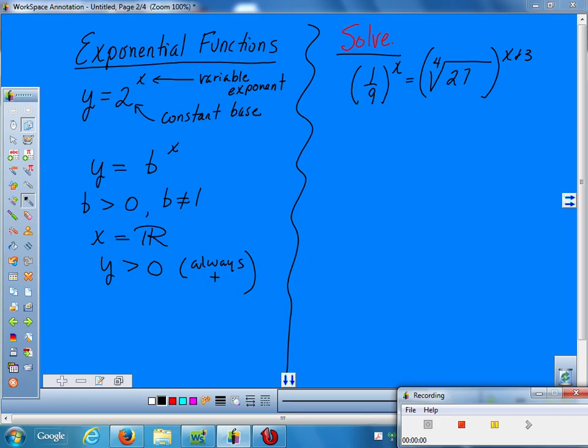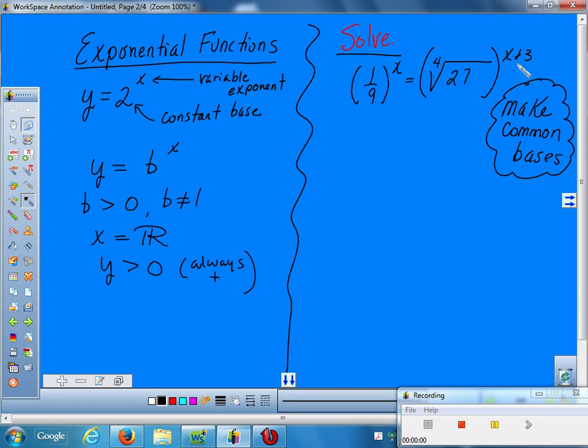If you'll recall, the key to this is to make them have common bases. That's the kicker to these. That is an x plus 3. So you have to ask yourself, what is a base number in common to 9 and 27? 3. They both can be 3 to a power.